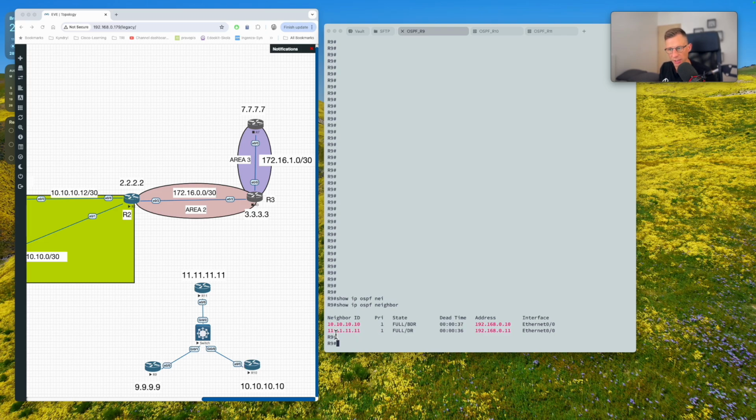So in our case, 11.11.11.11 is the highest router ID, and that router was elected as the DR. Router 9 has the router ID 9.9.9.9.